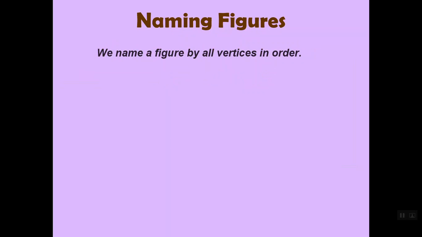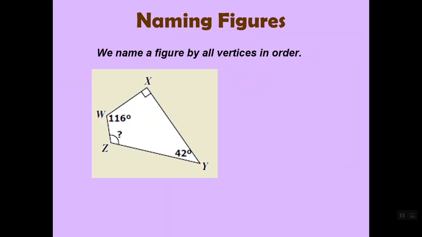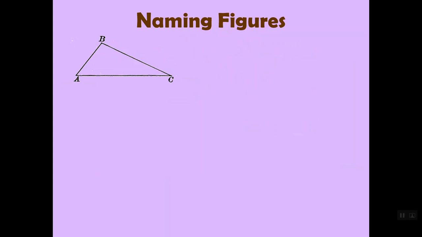When we're naming figures, remember we name it by all the vertices in order. So if we had this quadrilateral, we could call it WXYZ, but we could also call it XWZY because we're going around the quadrilateral in order, starting with any vertex.